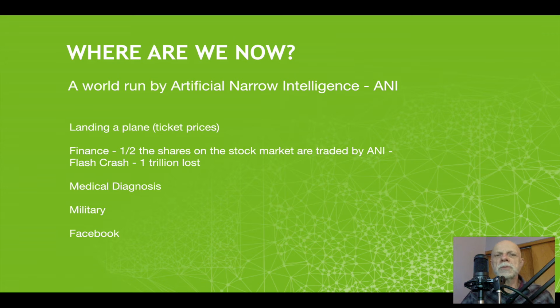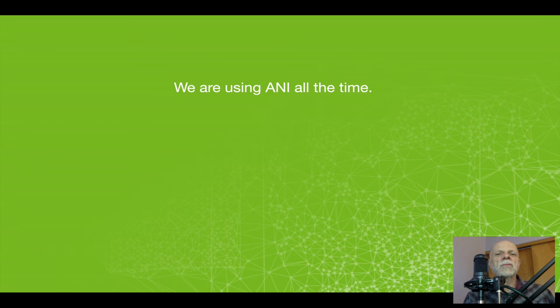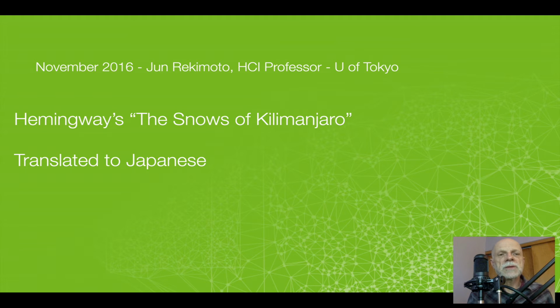From landing an airplane to determining what the ticket prices for that plane will be is determined by artificial narrow intelligence. Finance: one half of the stocks in the stock market are traded by ANI. It led to something called a flash crash. $1 trillion was lost in that one crash. Medical diagnosis, phenomenally successful there. The military, obviously, Facebook. We're using ANI all the time. So our life is impacted by ANI for the better, and our society is changing dramatically.